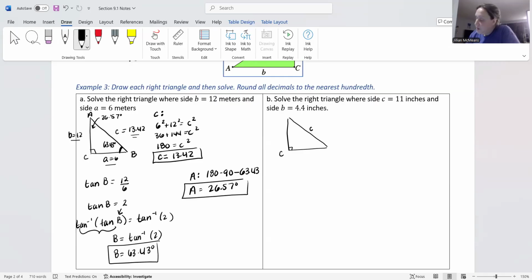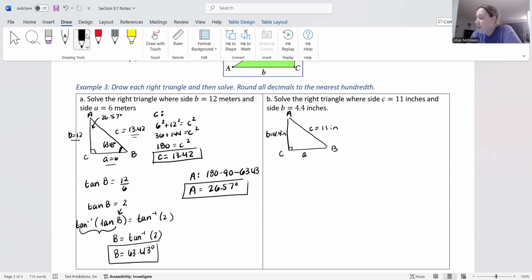There we go. So we'll say this is A at the top, and then off to the side we'll say is angle B. So opposite A is the side length little a, opposite B is the side length little b, and let's fill in what we know. We know side C is 11, and we know side B is 4.4. And it is technically inches.